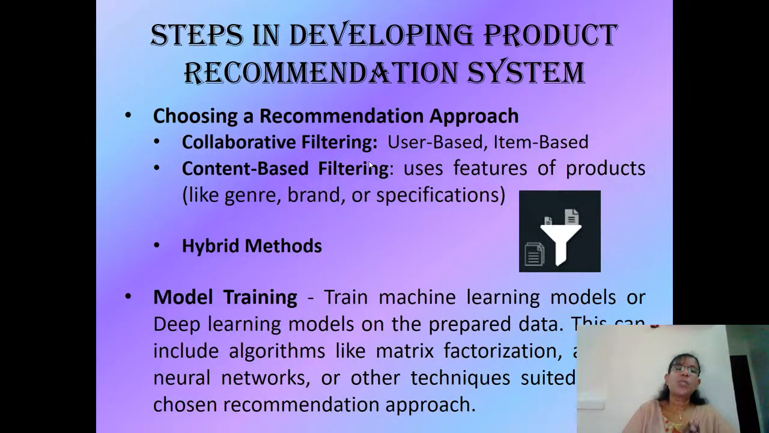The first one is collaborative filtering. What do you mean by collaborative filtering? Collaborative filtering is again divided into two types. One is user based and the other one is item based. What do you mean by user based collaborative filtering? User based collaborative filtering means, say for example, one user, maybe he is a man and his age is from 20 to 40.